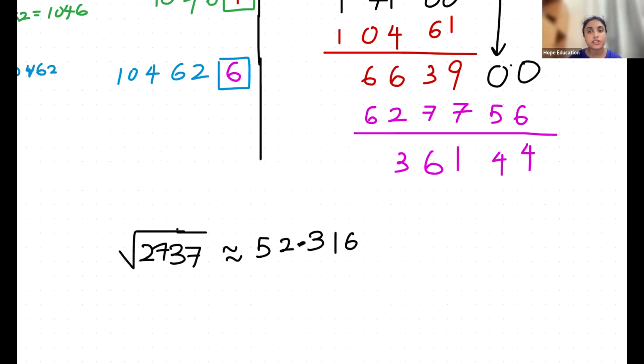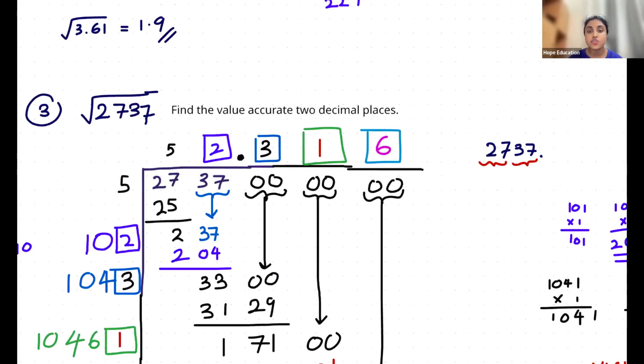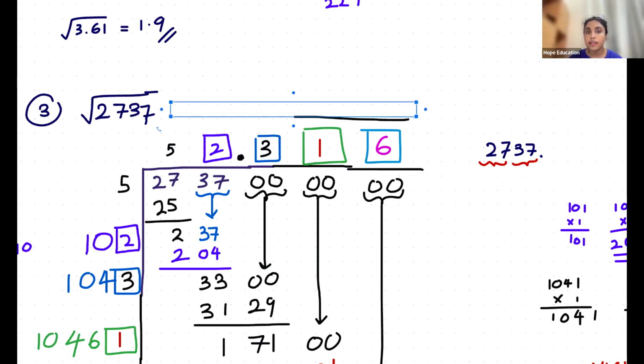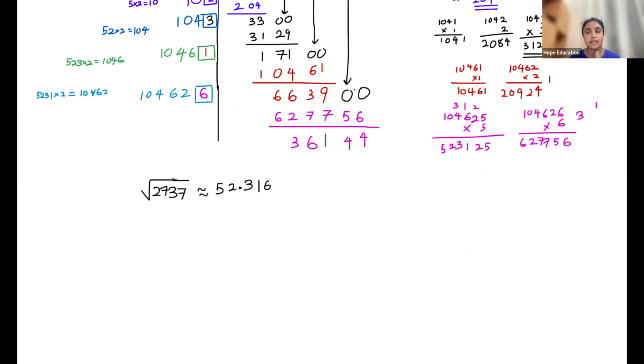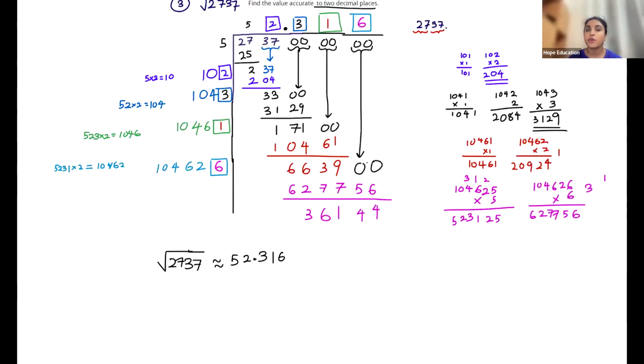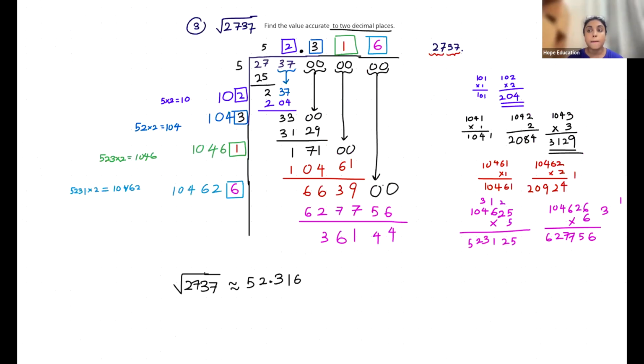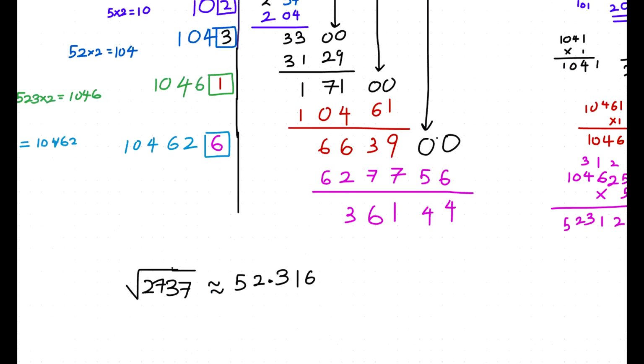Now let's go to the question. The question says accurate to 2 decimal places. But here I found 3 decimal places. Why do you think I did that? Why do you think I did that? Go ahead. Why do you think?